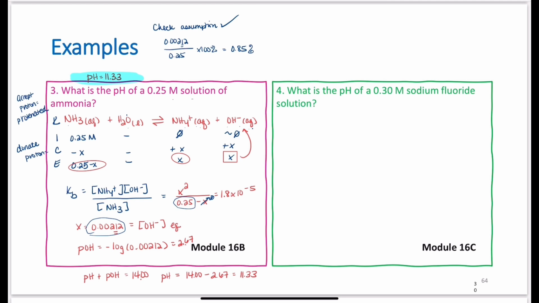What about the pH of a 0.3 molar sodium fluoride solution? I need to recognize what sodium fluoride is. It is a salt. It splits up into sodium ions and fluoride ions.